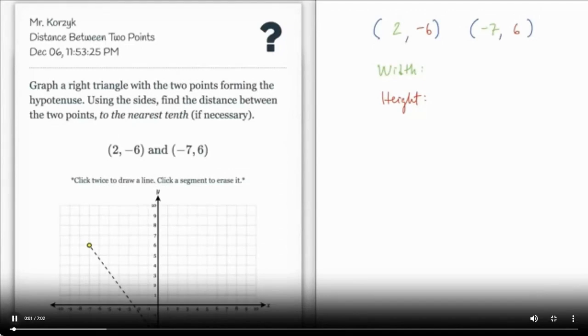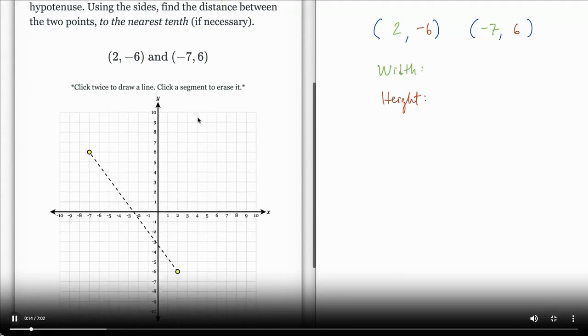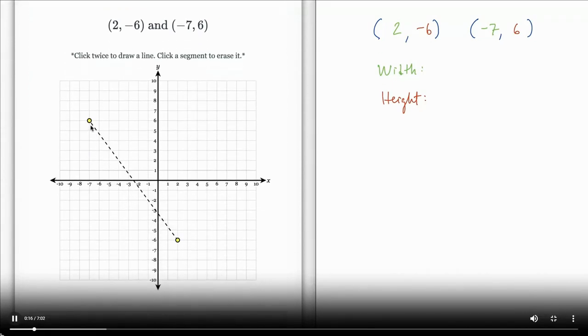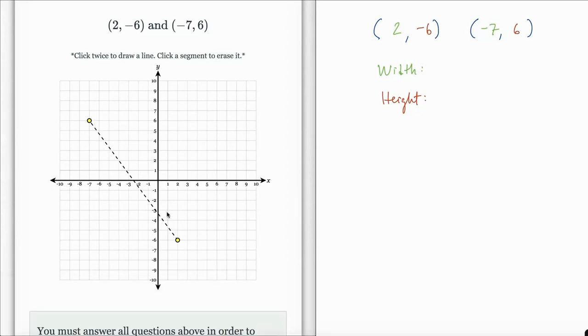Now, distance between 2 points. Graph a right triangle with the 2 points forming the hypotenuse. Use the sides, find the distance between the 2 points to the nearest tenth if necessary. So our goal is to actually create a right triangle out of this little dotted line. So the distance between 2 points is the same thing as saying the length of the line that connects those 2 points. So to find a diagonal length, we should consider it the hypotenuse of a right triangle.